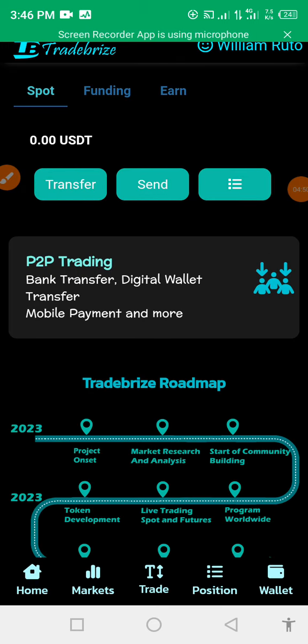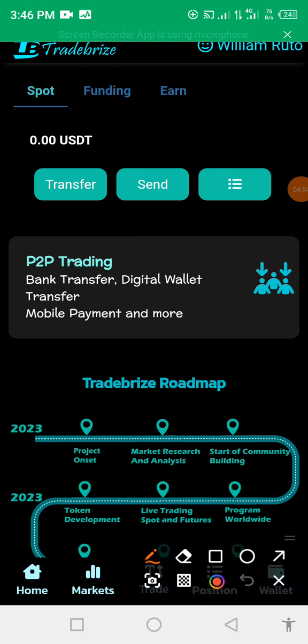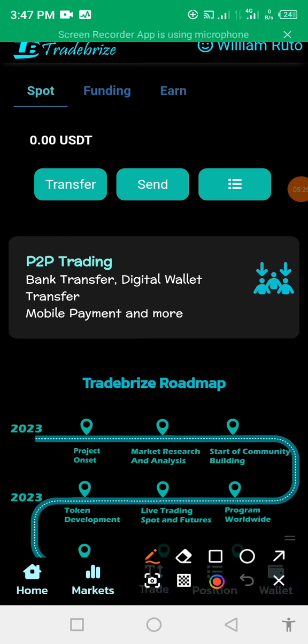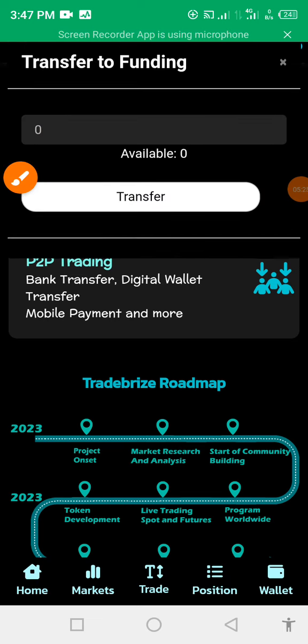Come in wallet, and then, for instance, your money is inside here in the spot. For now, this is an example account, so I haven't put any money in my account. After the money is inside the spot, what we have to do is go to something known as transfer. We'll go here to transfer.